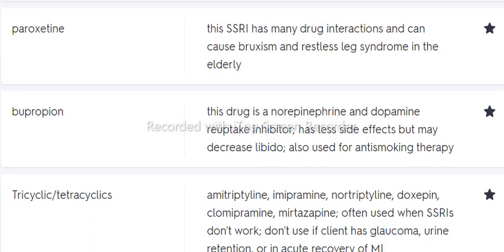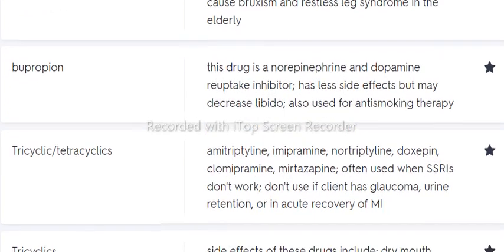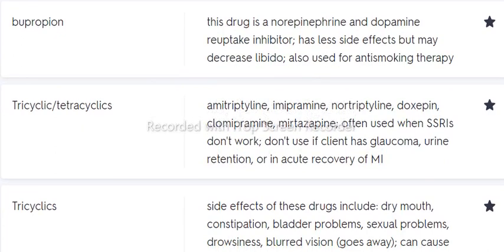Bupropion. This drug is a norepinephrine and dopamine reuptake inhibitor, has fewer side effects but may decrease libido, also used for anti-smoking therapy. Tricyclics and tetracyclics: amitriptyline, imipramine, nortriptyline, doxepin, clomipramine, mirtazapine. Often used when SSRIs don't work. Don't use if client has glaucoma, urine retention, or in acute recovery of MI.